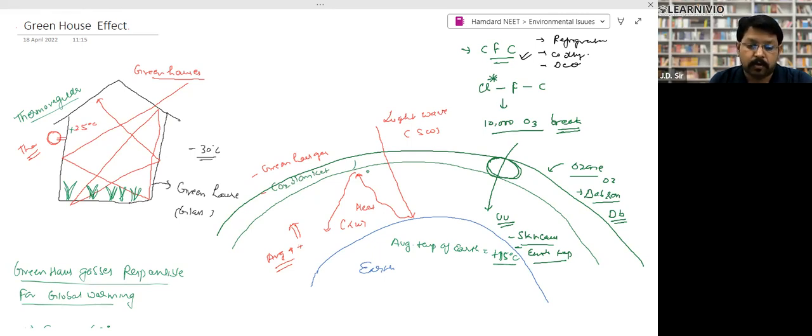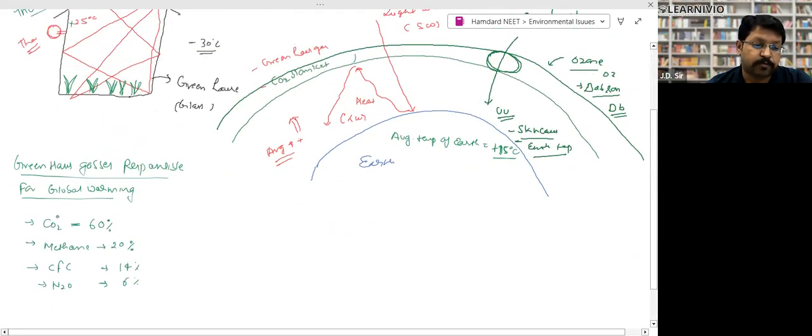Yes, sir. Okay. Now you have to remember the gases which are responsible for global warming and their composition. One more gas, please add on. One more gas is left that is not given. Water vapor is also a greenhouse gas. It is also responsible for the greenhouse effect.